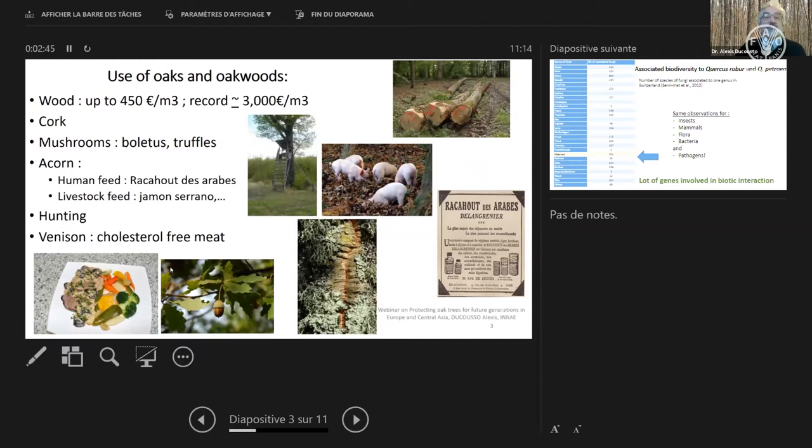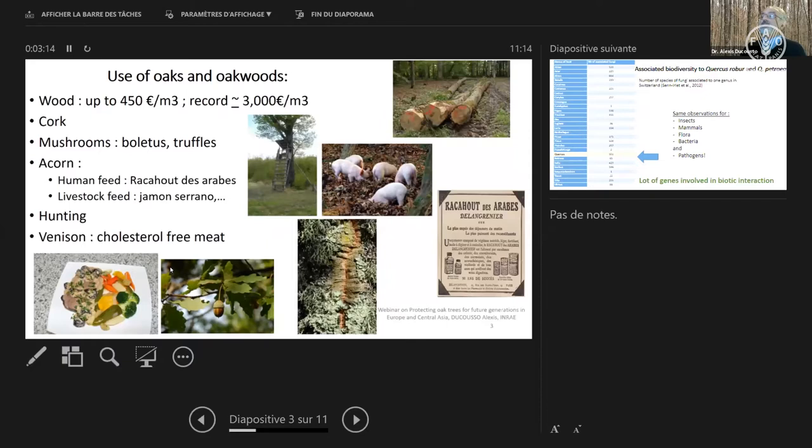For example, in France, we had a powder named Racahout des Arabes, which was produced up to 1950. In Spain, acorns feed livestock, and we can produce a very high quality ham named Jamón Serrano. It is also a very good forest for hunting, for venison, with very high quality, cholesterol-free meat.